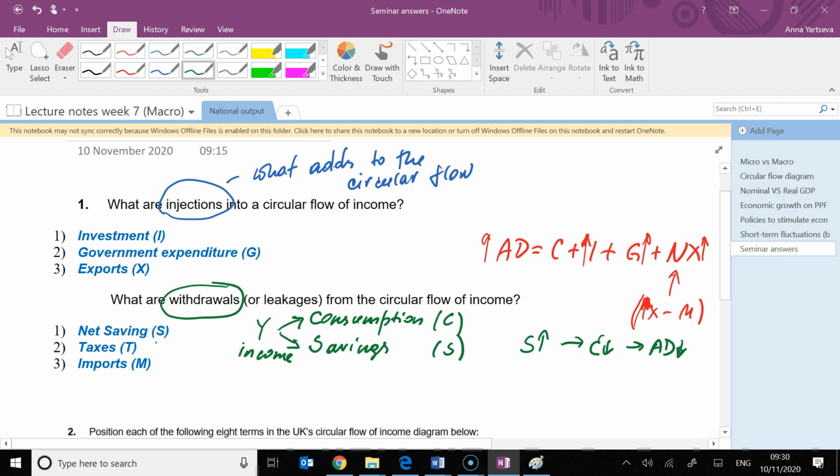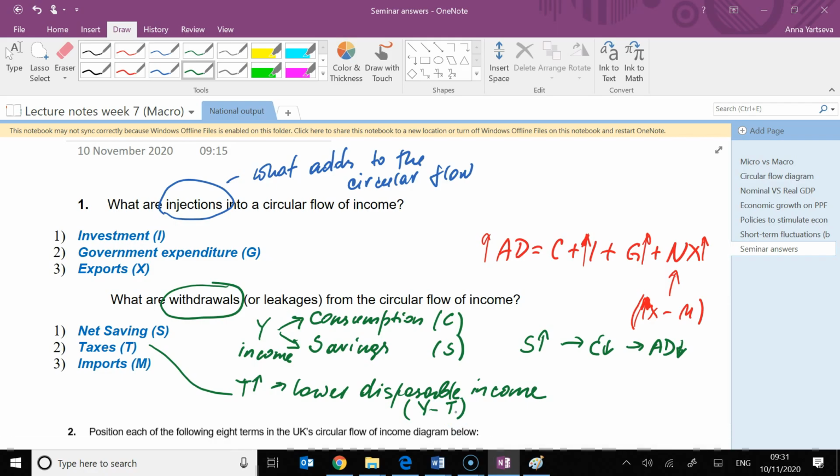Taxes. Taxes are the opposite to government expenditure, strictly speaking. The higher the taxes, the lower disposable income will be. Lower disposable income of consumers. What is disposable income? Disposable income is the difference between actual income received and taxes paid. So, for example, you've earned £1,000, but the government has taken away 200 in the form of national insurance and income tax. The higher the tax rate, the less money you will actually have in your pocket to spend.